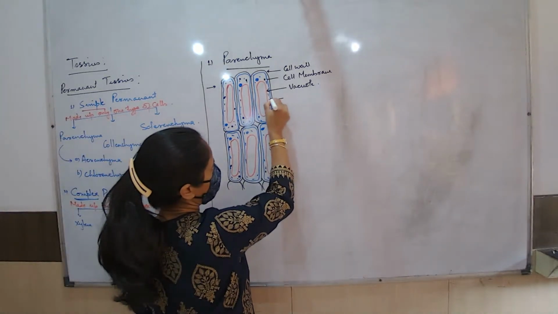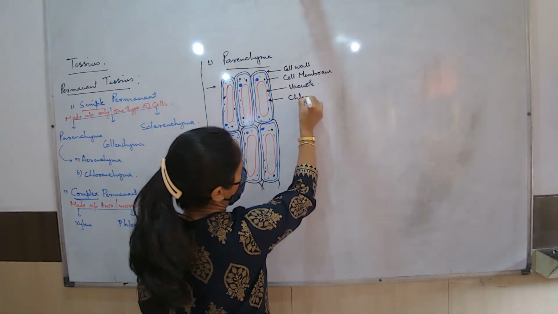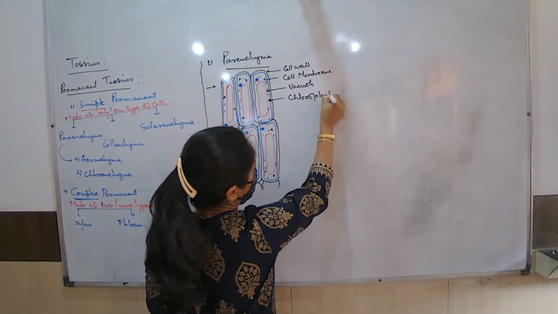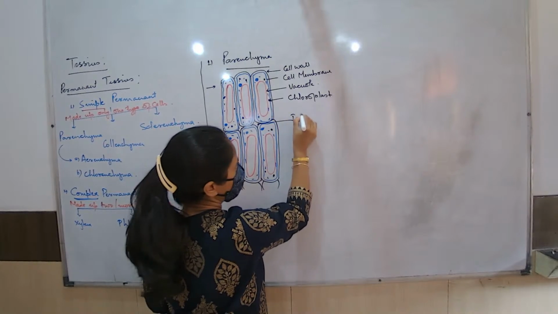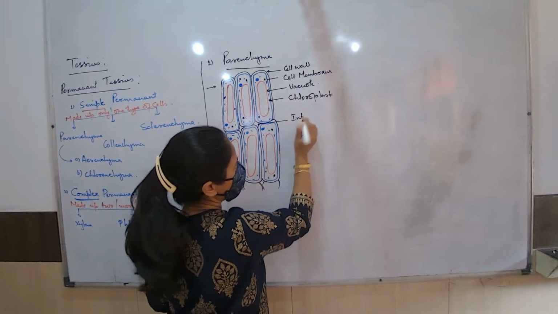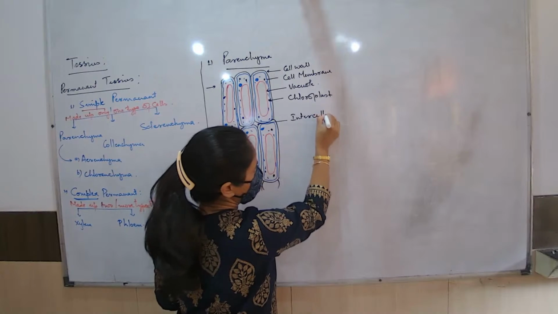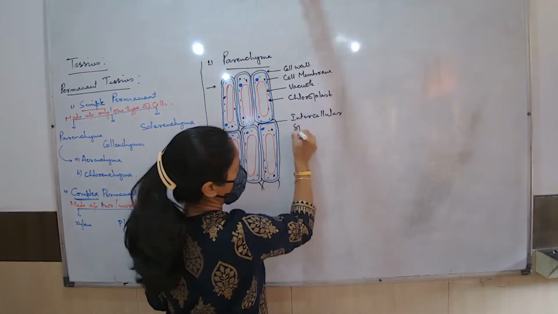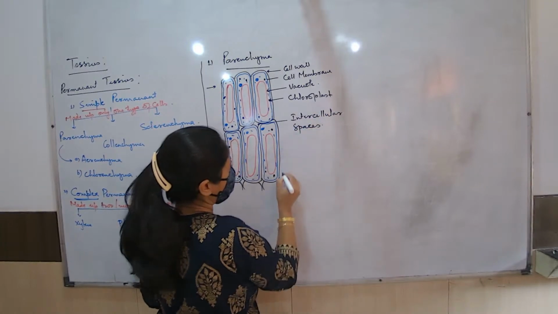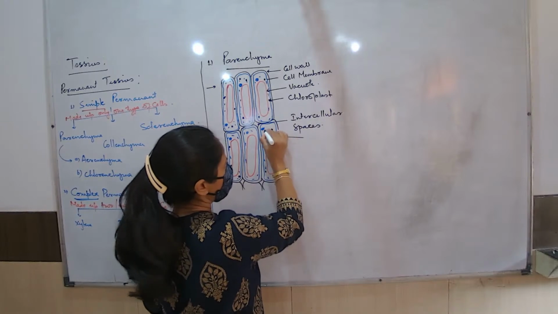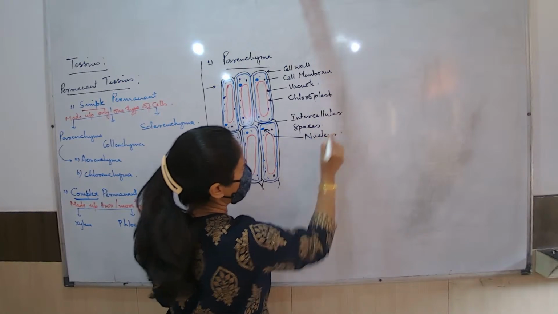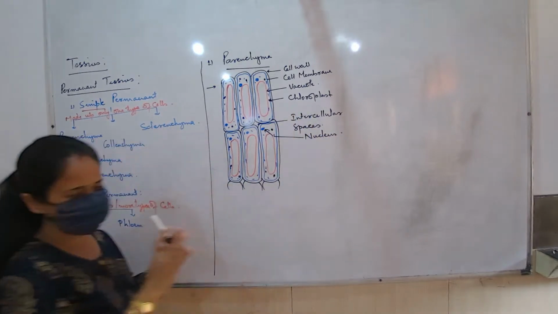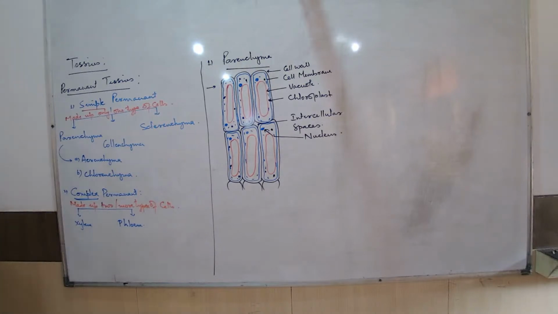What about this? We are talking about the chloroplast. And next, what about these spaces? These spaces are the intercellular spaces, a major feature when you talk about permanent tissues. And next, we talk about the nucleus, and a specialized cell organelle, the chloroplast. So these are the special features, how they would look in a section.